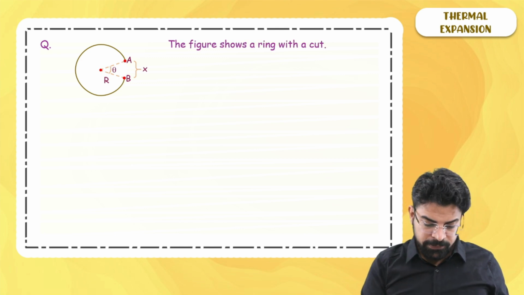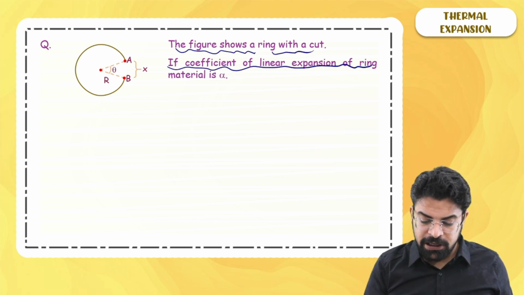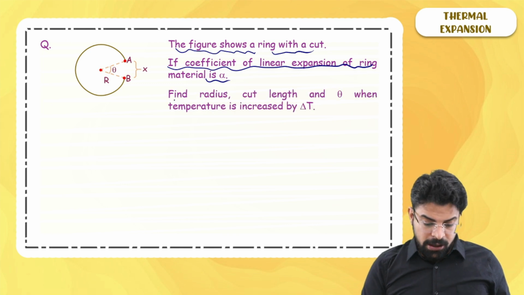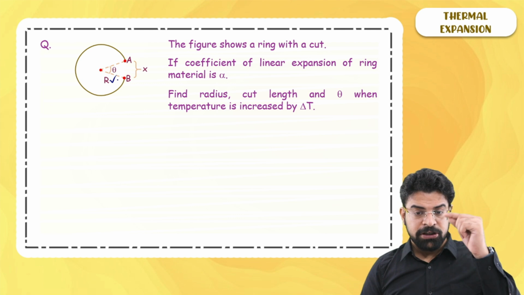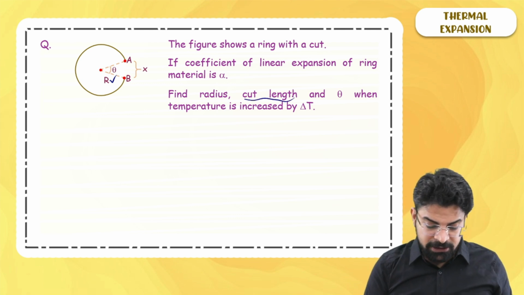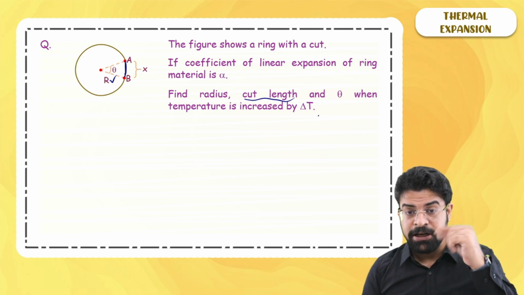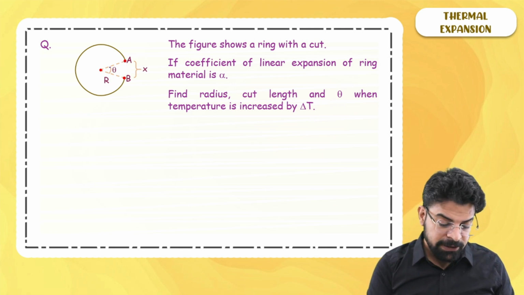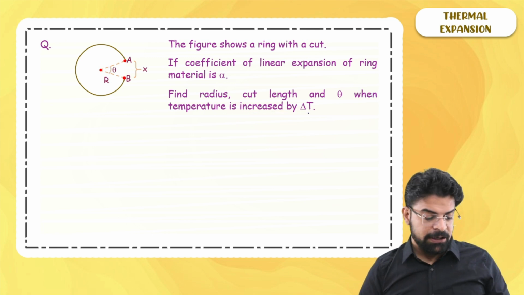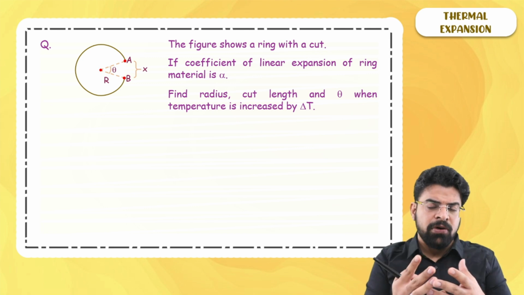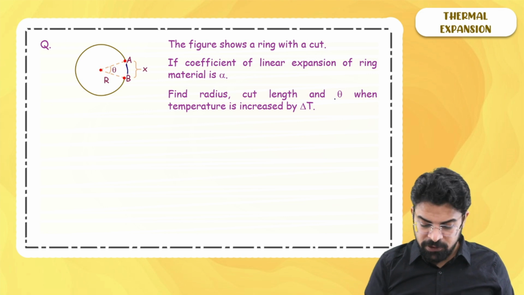A simple question. The figure shows a ring with a cut. If the coefficient of linear expansion of ring is alpha, find radius. What will be the radius on increasing the temperature by delta T? The cut length. What will be the length of this small cut when the temperature is increased by delta T? And what will be the angle subtended at center theta when the temperature is increased by delta T? So what will be the radius on increasing the temperature by delta T? What will be the value of x and what will be the value of theta?